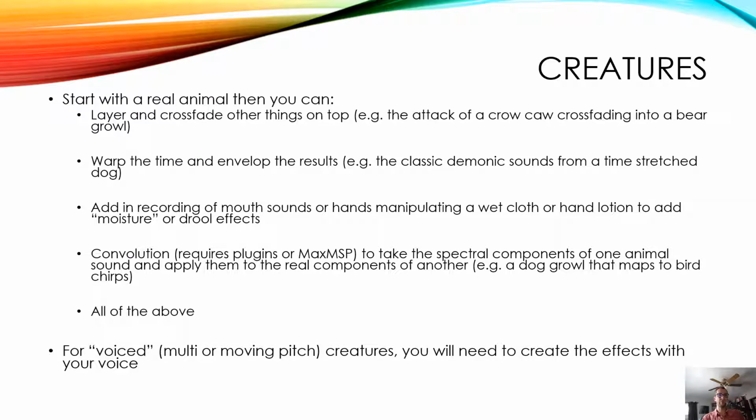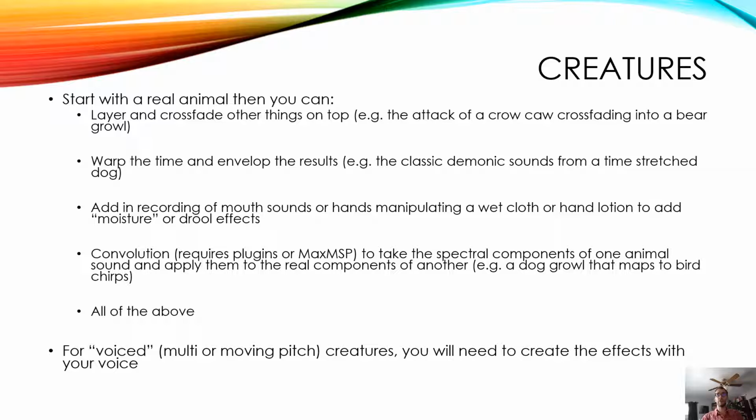For creatures, start with a real animal and then layer and crossfade other things on top. So take the attack sound of a crow cawing and then crossfade that into a bear growl. Or warp the time and envelope the results. So you want demonic sounds, record your dog barking, and then time stretch it down a lot. Then just envelope. Add in recording of mouth sounds or hands squeezing and manipulating a wet cloth or just covered in hand lotion to add moisture and drooling effects or gooping sounds.